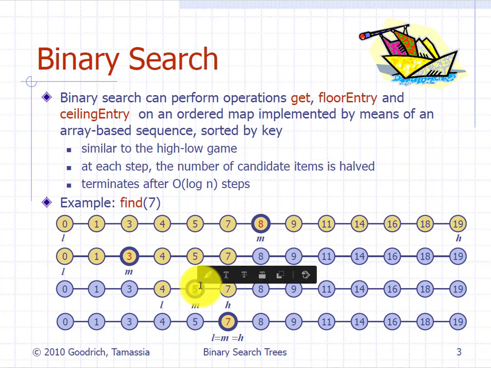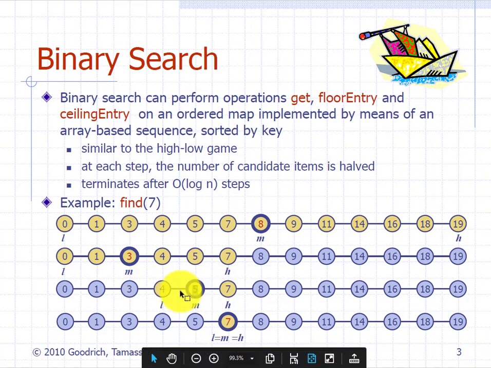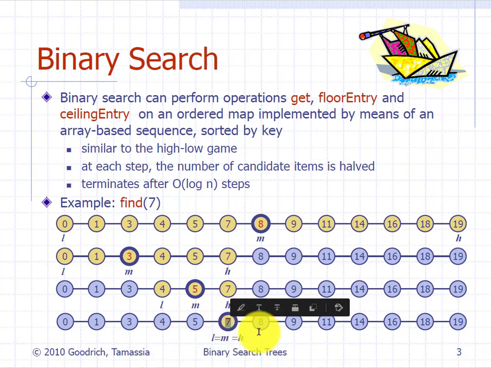We find that 7 is greater than 5, so we cannot be on the left hand side of 5. So we eliminate that, which could have been a large array, but we eliminate it, and we're left with the right hand side. And once we find the middle element there, we end up finding 7, because 7 is equal to 7. This is the key that we're looking for.